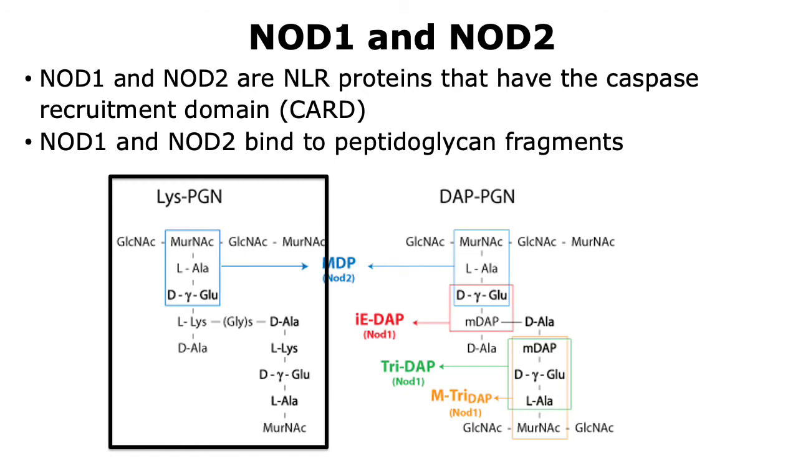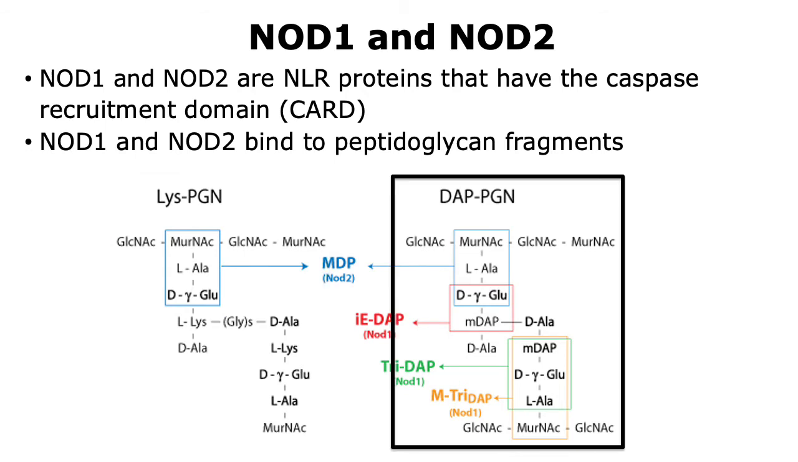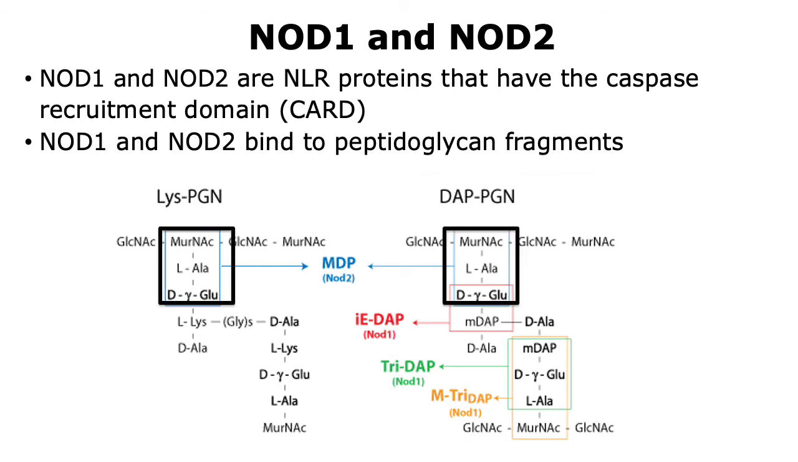Now, when we look at the lysine-containing peptidoglycan as well as the DAP, or diaminopimelic acid-containing peptidoglycan, in both cases, to the N-acetylmuramic acid, we have the stem peptide attached. And the first two amino acids that are attached to that stem peptide are the alanine and the glutamic acid.